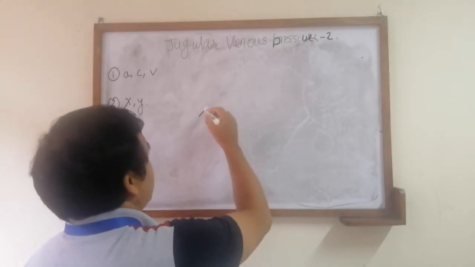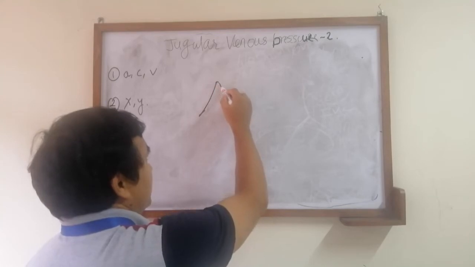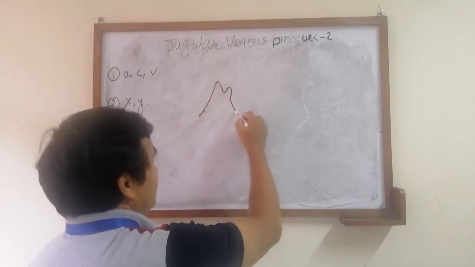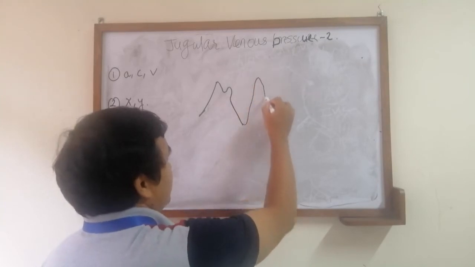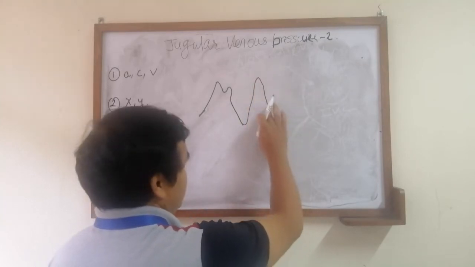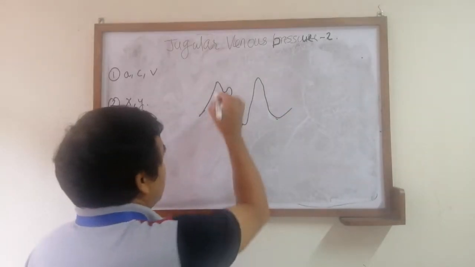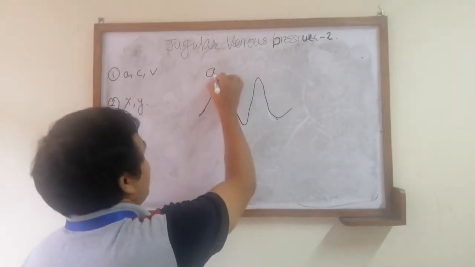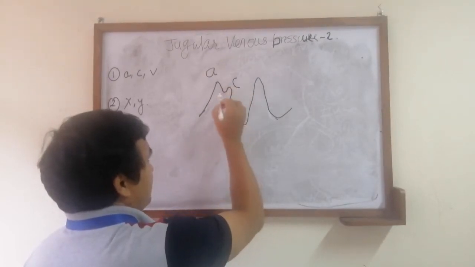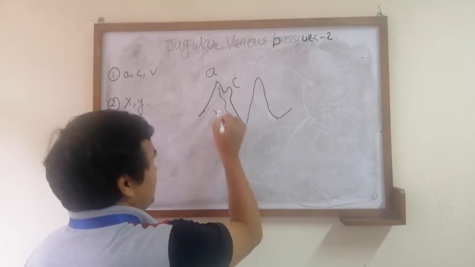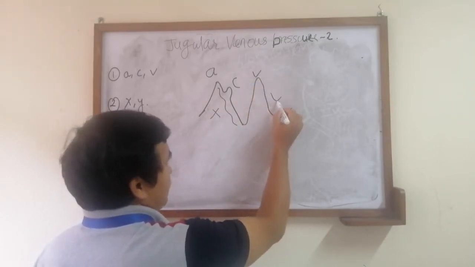In the JVP, there is a first positive wave, that is the A wave, then there is the C wave, then there is the X descent, then there is the V wave, then there is the Y descent. So the first positive deflection is the A wave, second is the C wave, this is the X descent, this is the V wave, and this is the Y descent.